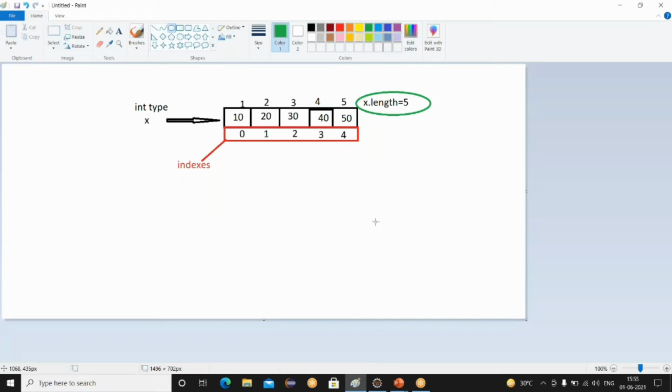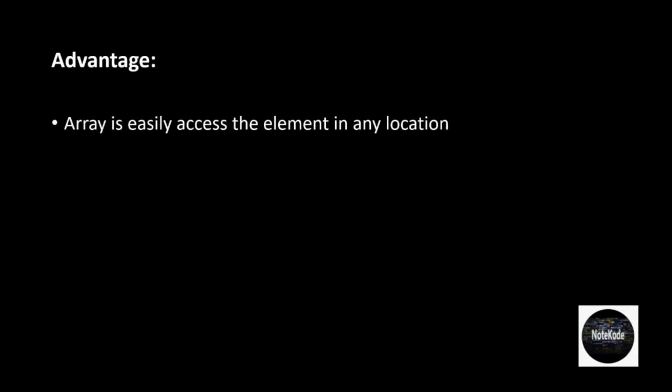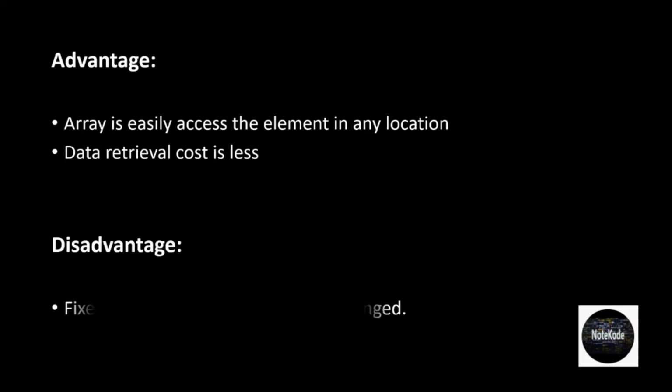And now we discuss the advantages and disadvantages of an array. Advantage: array easily accesses the element at any location. As you all are aware, array is an index-based collection. It means it is easily accessible. Data retrieval cost is low. If the array element data is easily accessible, it means cost is less. Disadvantage: fixed size. Size of array cannot be changed.